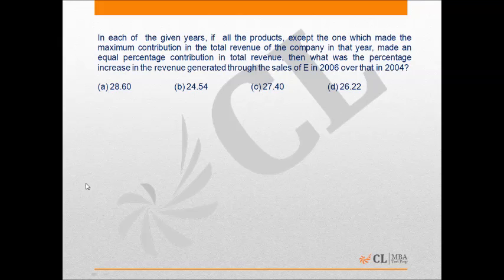So first of all, I have to calculate the revenue of E in the year 2004. In 2004, I know that the total revenue was 40876. Revenue of B was maximum, which was 17824. This difference will give me the revenue of all the 4 remaining products put together. To find out the revenue of E, I'll divide it by 4 because all the 4 products contributed equally. This will give me a value of 5763.